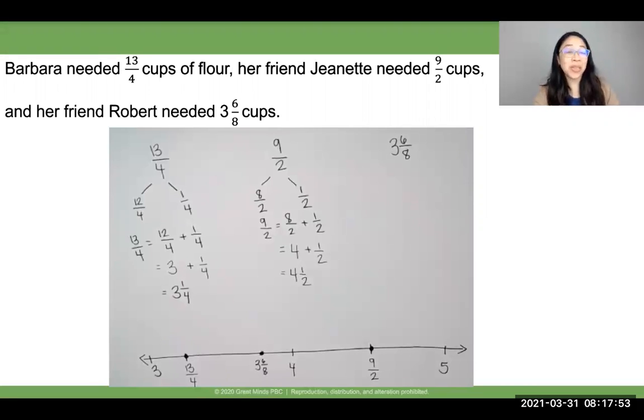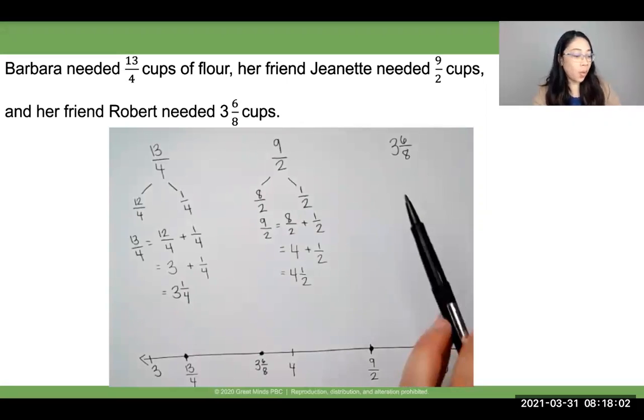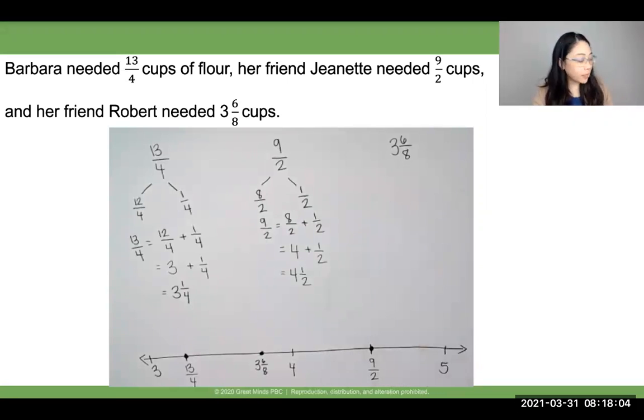Welcome back. How did you plot 3 6/8? Well, I know that in the number 3 6/8, the whole is 3. So I first found 3 on the number line, and then I pictured in my mind where 6/8 more would be. 6/8 is 2/8 greater than 1 half, since 1 half equals 4/8. So I plotted 3 6/8 here on my number line.